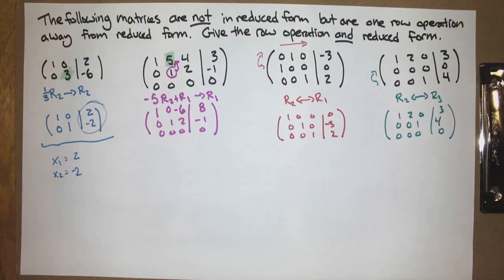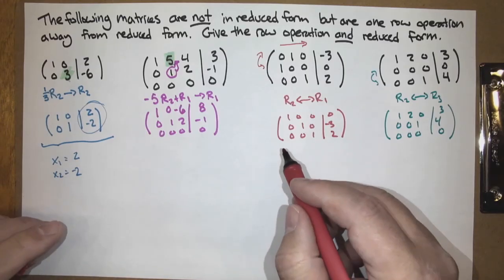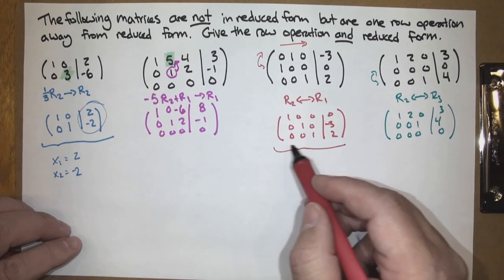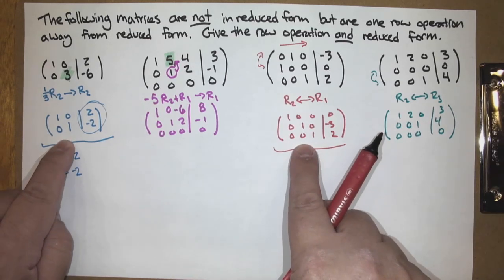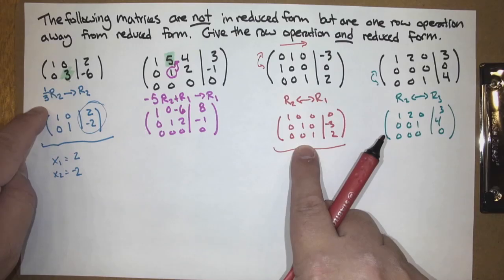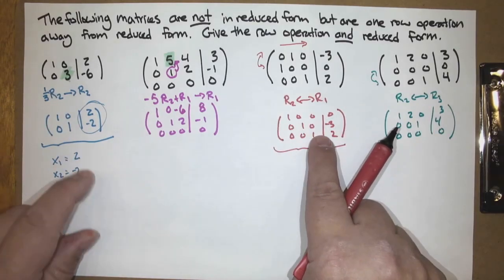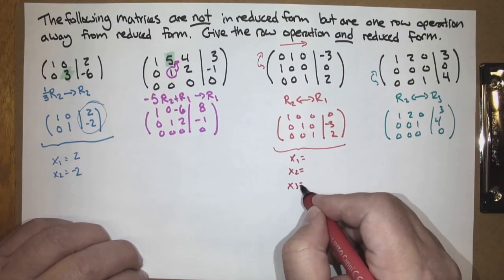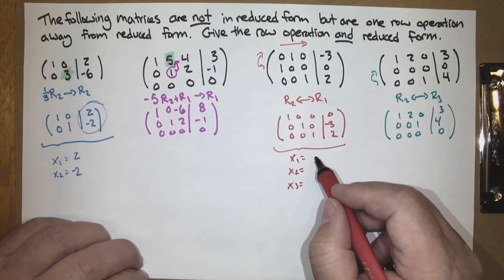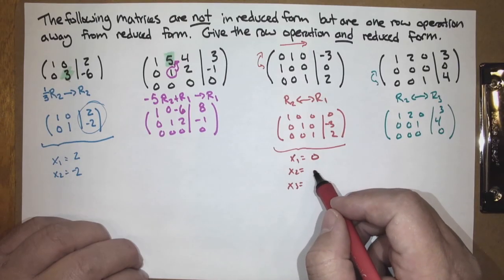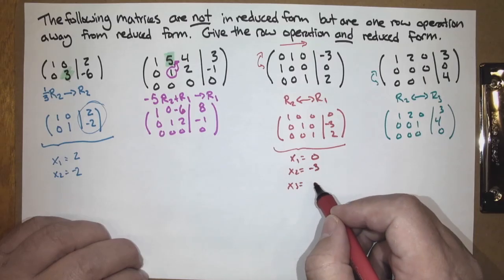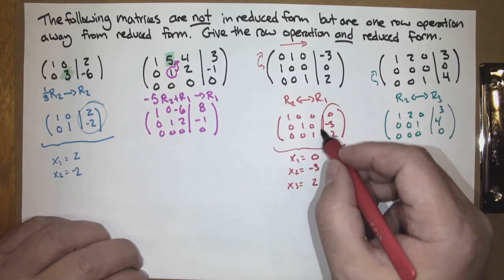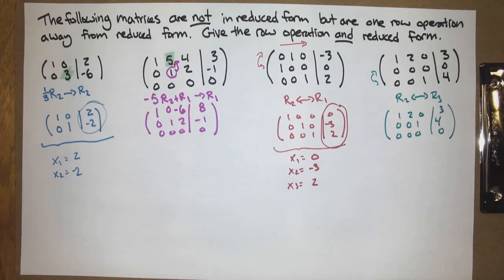Let me skip to the third one. And the reason I'm skipping to the third one is because in these two, you get a very nice arrangement where you essentially have a square with ones down what we call the diagonal. So here we have three variables, x1, x2, x3. What's x1? 0. x2? Negative 3. x3? 2. It's the column. So once you get it down into this nice reduced form, the column is the answer.